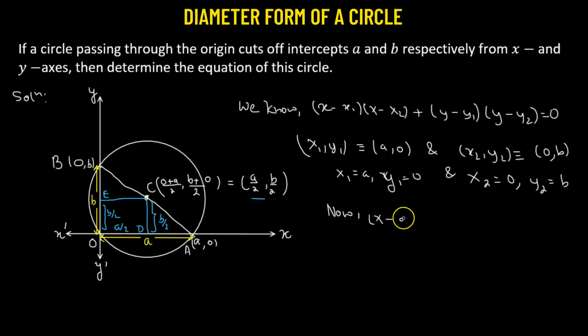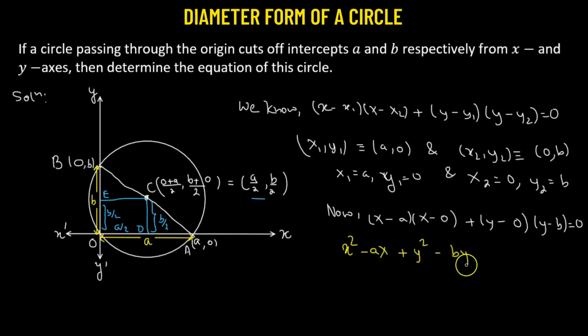So we have (x minus x1)(x minus x2) plus (y minus y1)(y minus y2) equals 0. Now on expanding, we get x squared minus ax plus y squared minus by equals 0. So we have x squared plus y squared minus ax minus by equals 0. This is the equation of our circle.